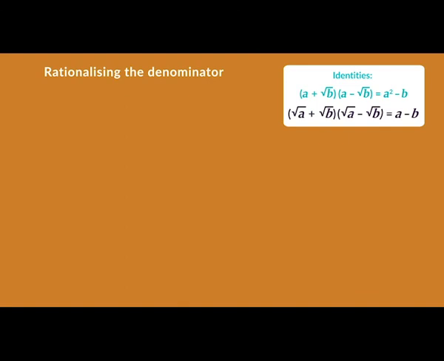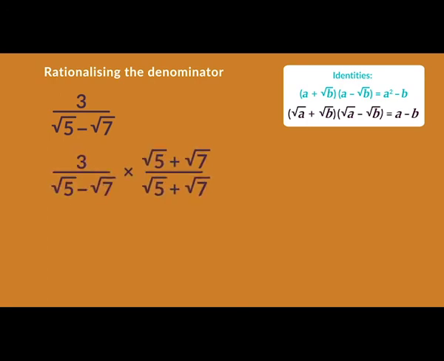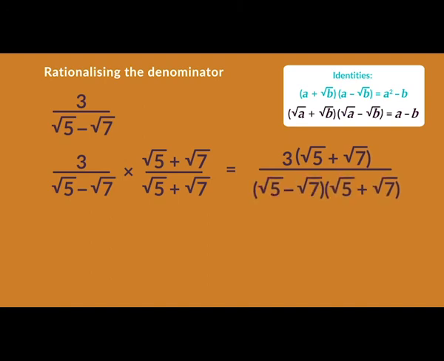How would we rationalize the denominator in 3 over root 5 minus root 7? We'd need to multiply the numerator and the denominator by root 5 plus root 7. We can use the identity to get the denominator in one step, but let's work through it to show why we get this result. The numerator will simply be 3 times root 5 plus root 7 in brackets. Then the denominator is the product of the two brackets.